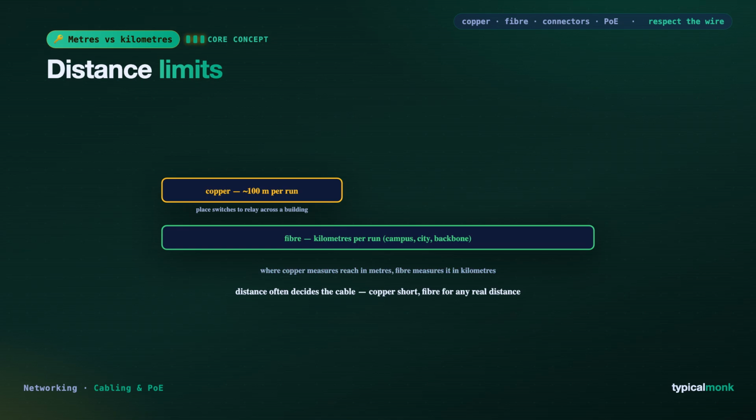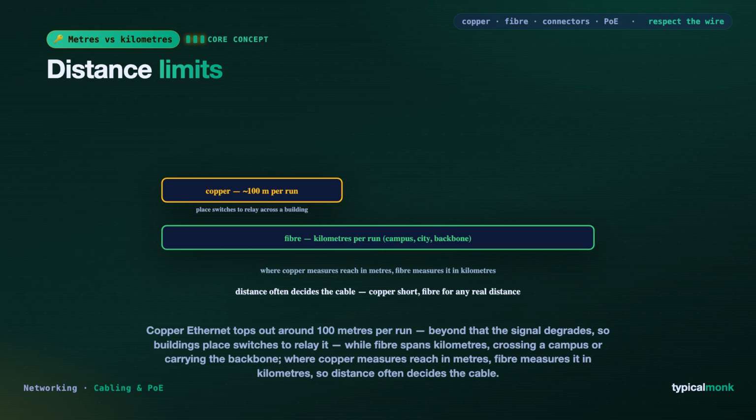When the distance is short, within a room or a floor, copper is fine and cheaper. But the moment you need to cross a large building, link two buildings, or go any real distance, copper simply cannot do it, and fiber becomes not just better, but necessary. Distance alone frequently makes the cable choice for you. So the takeaway: copper Ethernet reaches only about 100 meters per run, while fiber spans kilometers. So distance often decides the cable: copper for short hops, fiber whenever you must cross a large building or go any real distance.